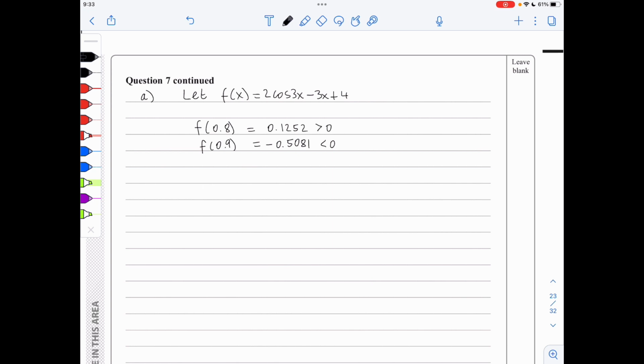Remember, you have to be in a radian mode. You substitute into the expression, you get one positive, one negative, and you say change of sign, and f of x continues, hence root exists.